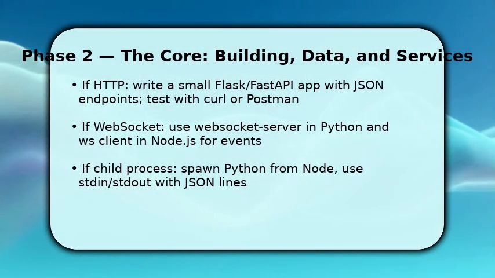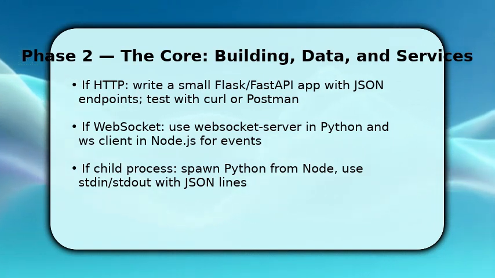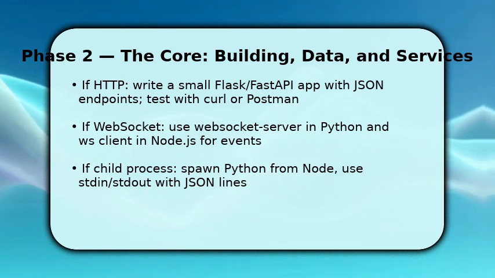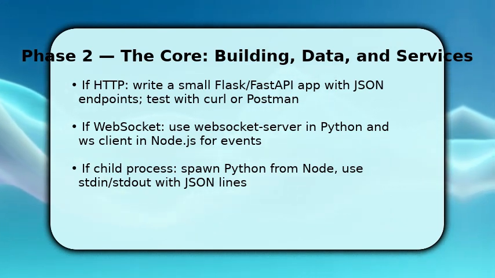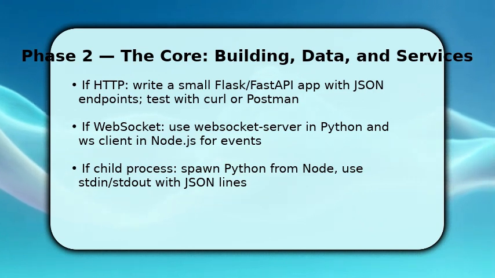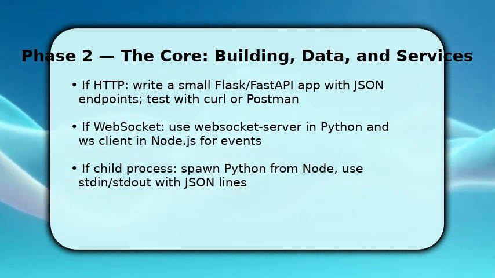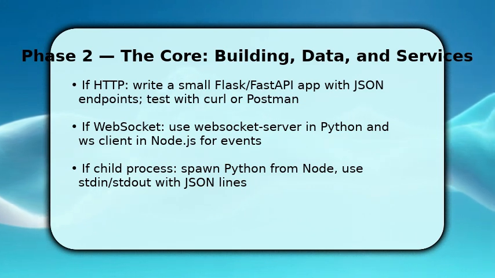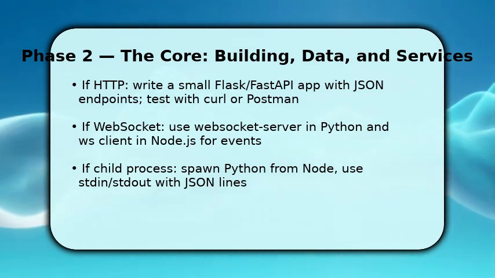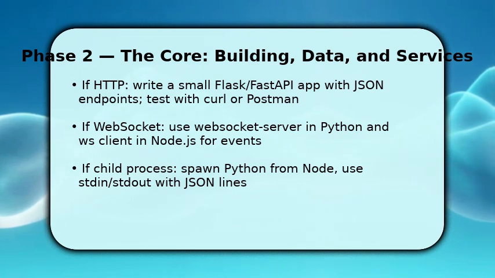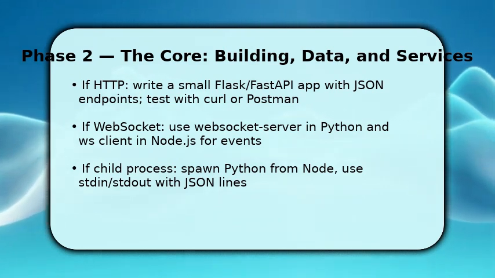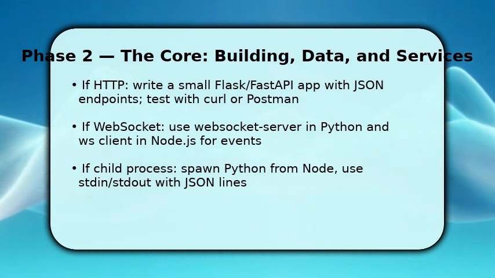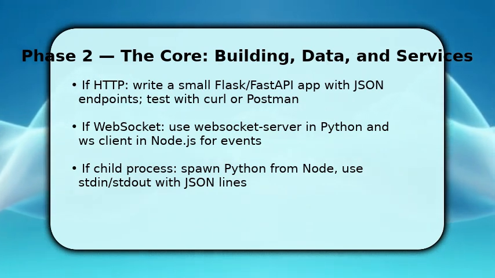Now you implement the chosen bridge. If you use HTTP, create a Python route that accepts JSON and returns structured responses. Test it with curl. If you use WebSocket, start an async server in Python and connect from Node.js to exchange events quickly. If you prefer child processes, spawn Python from Node and communicate over stdin/stdout using newline delimited JSON. Make sure to add simple logging on both sides so you can trace messages. Once connected, send a sample payload and validate round-trip behavior immediately.